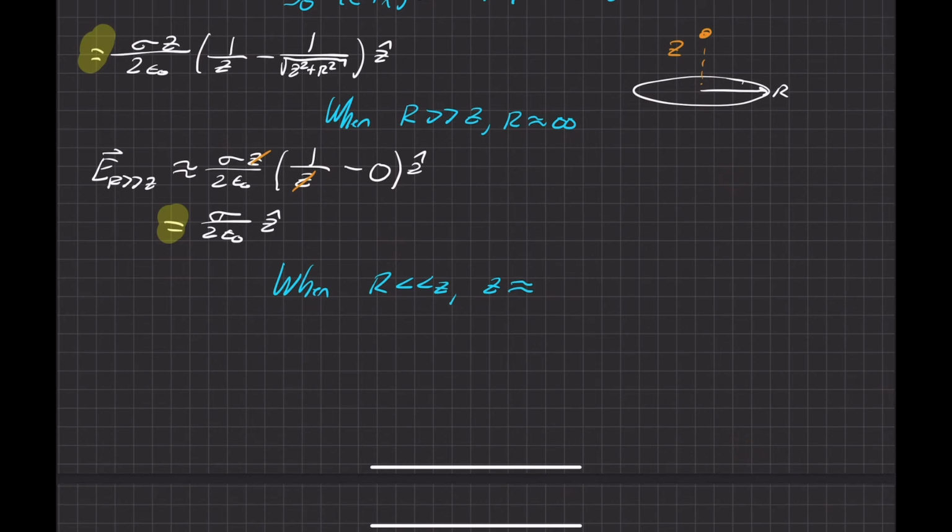Eventually, two things are going to happen. At some point, it's just going to look like another point charge. This disk is going to look so small that it's just going to look like another point charge compared to this point here. But if we also keep going, this little charge is going to end up looking like nothing, and we're going to get essentially no contribution to the electric field. So we expect two things to happen.